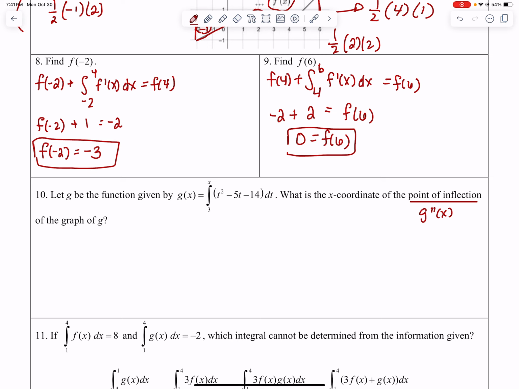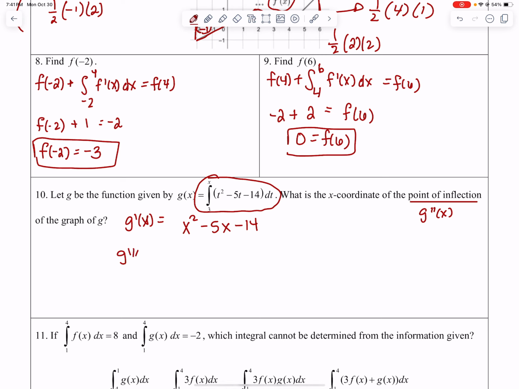So to do that, we have to find g prime of x. And g prime of x is going to be the derivative of this lovely thing. Using the fundamental theorem of calculus and thinking about the last video, we are going to get x squared minus 5x minus 14, me just substituting in x.